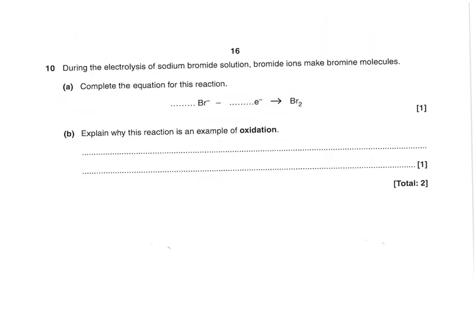During electrolysis of sodium bromide solution, bromide ions make bromine molecules. Complete the equation with 3 actions. So you've got 2 bromines here, so you need a 2 in front of there, and then each one of these bromines is going to lose an electron, so you need 2 in front of electrons as well.